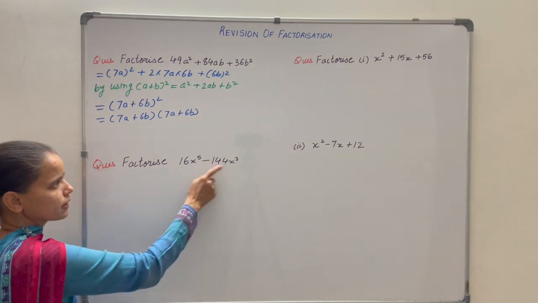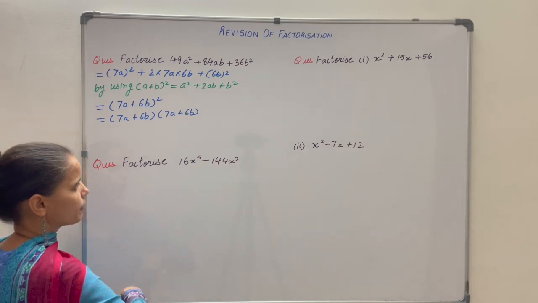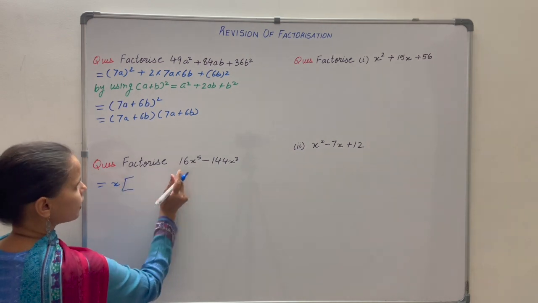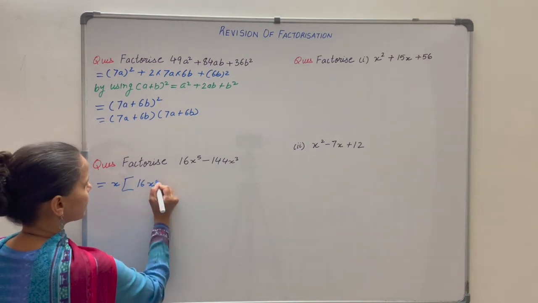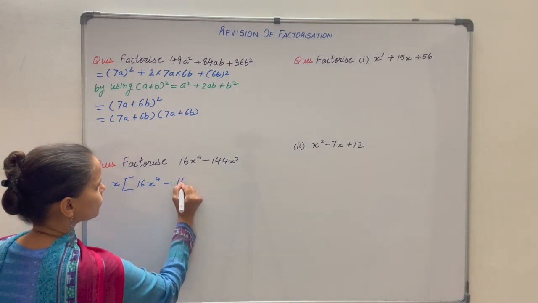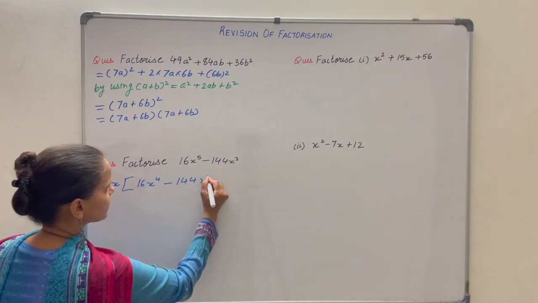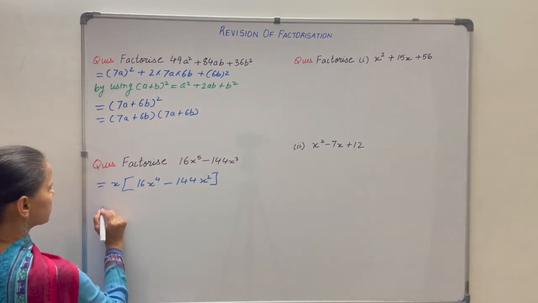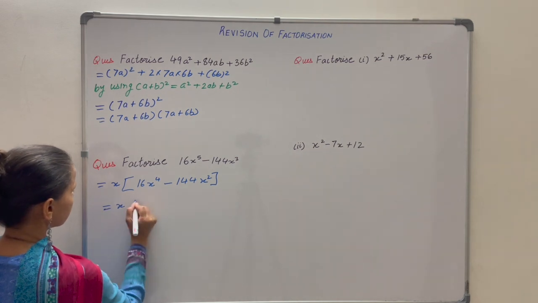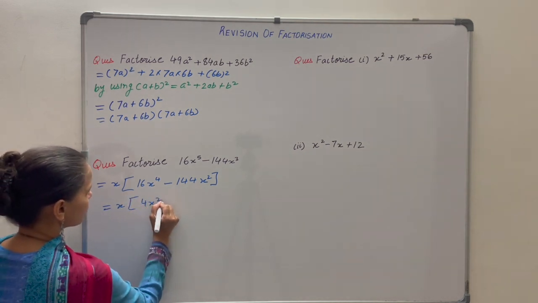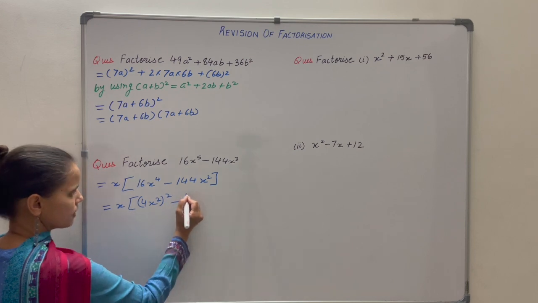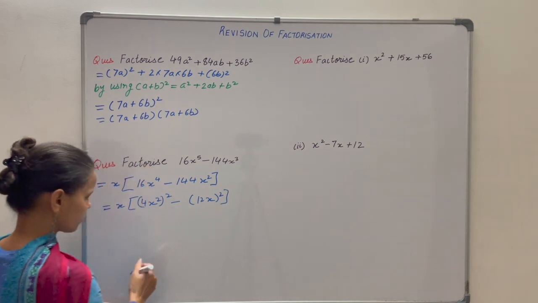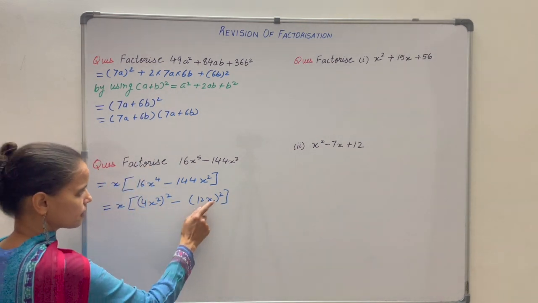We are going to make this a perfect square by taking x common. When you take x common, what you are left with is 16x raised to the power 4 minus 144x square. Now this is a perfect square, this is a perfect square. Let us write it down. This is 4x square whole square minus 12x whole square. So now this is of the form a square minus b square.